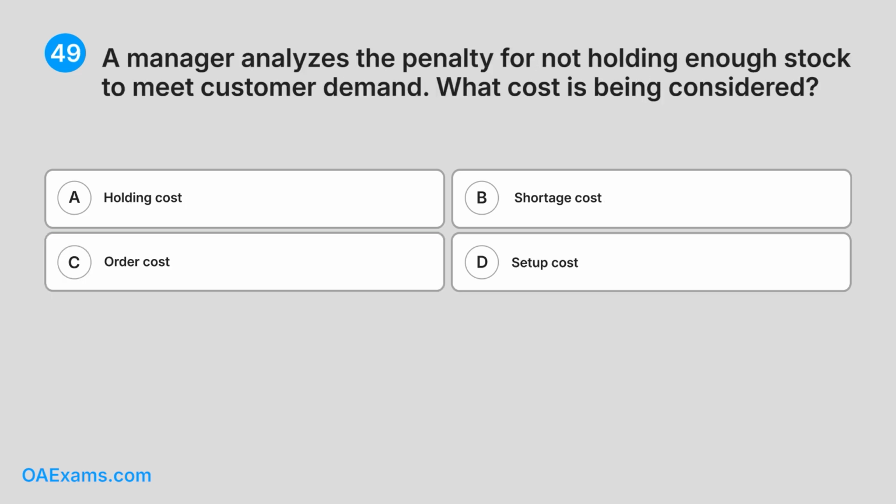49. A manager analyzes the penalty for not holding enough stock to meet customer demand. What cost is being considered? A. Holding cost. B. Shortage cost. C. Order cost. D. Setup cost. What do you think is the answer?